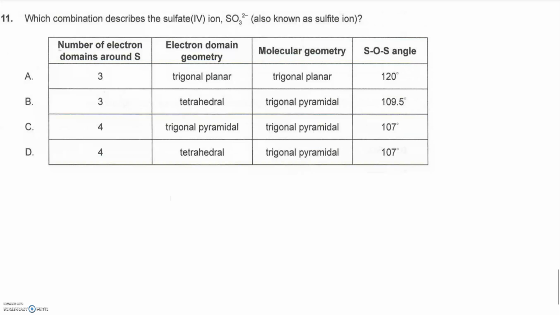Okay, this problem is asking us to draw. We need to draw out the shape of this to answer this entire problem. So we need to do a little bit of accounting first. So we're dealing with SO3 2-.